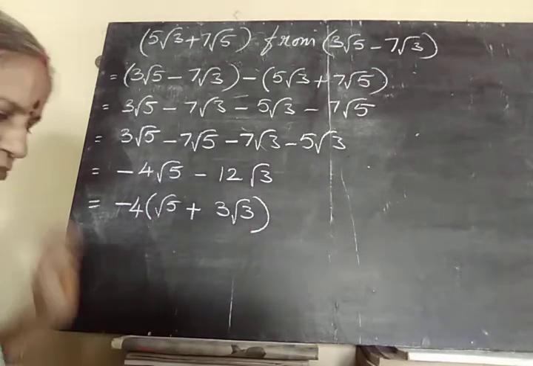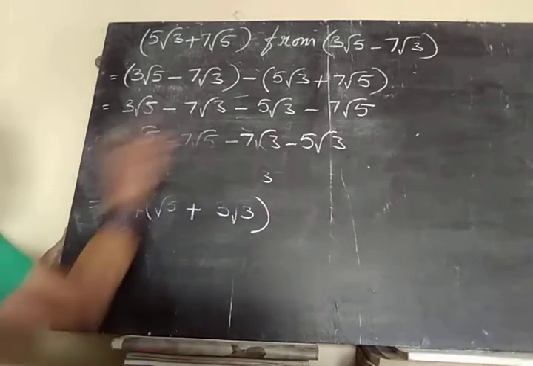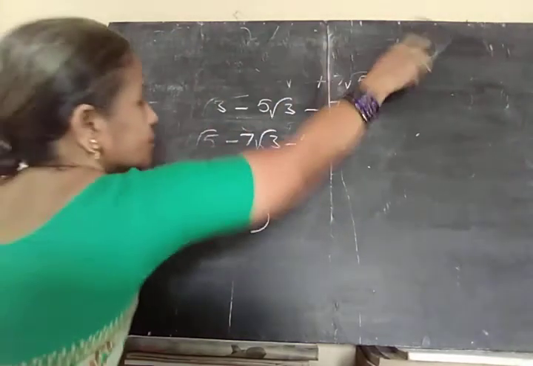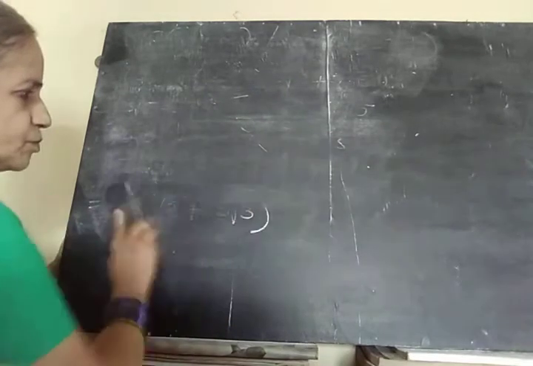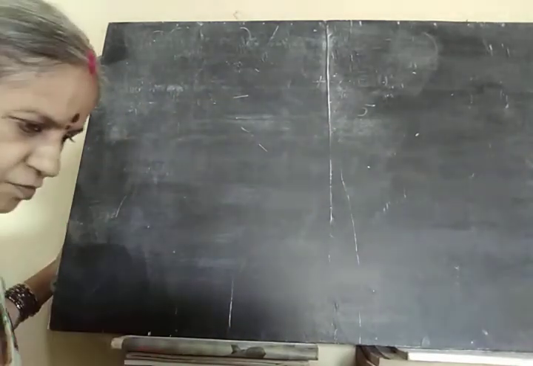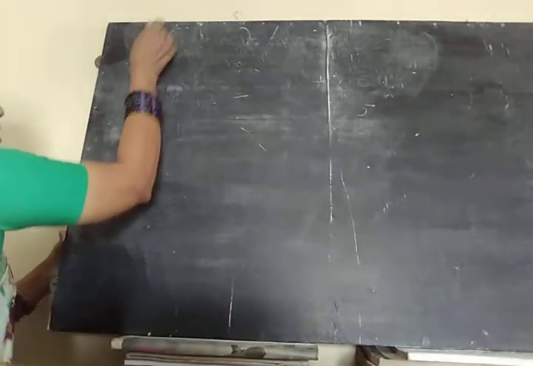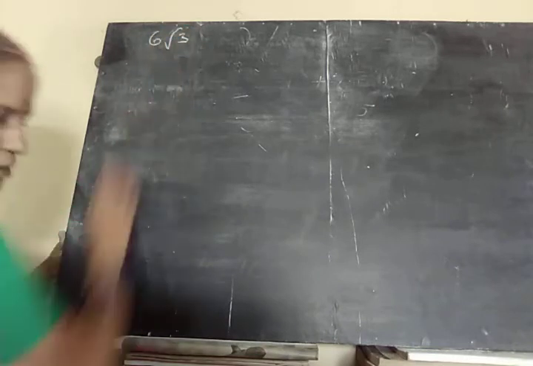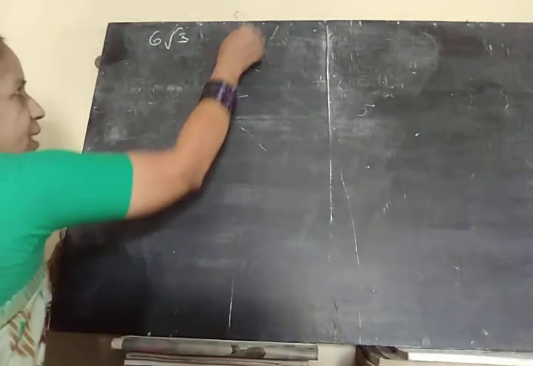Understood children? Now next example, multiply 6 root 3 with 13 root 3.